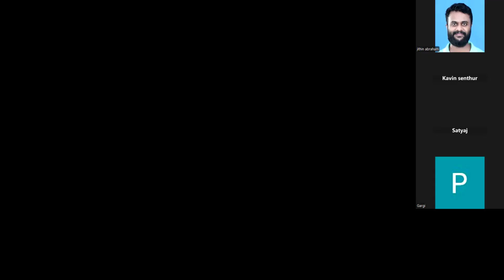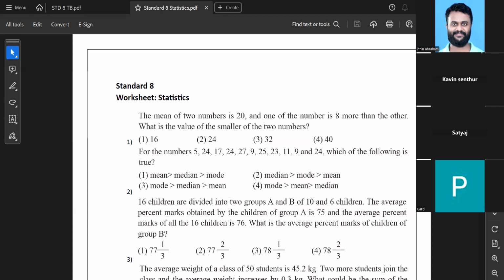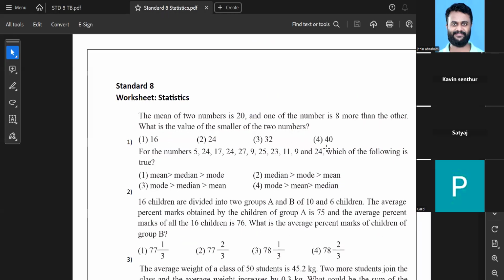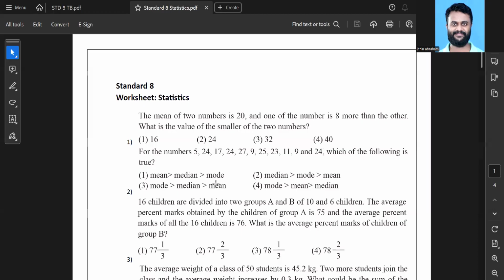So I believe the screen is visible to you guys. Yes, sir, your screen is visible. But I think the PDF is hung. Why is it not scrolling now? Something is wrong. Wait.